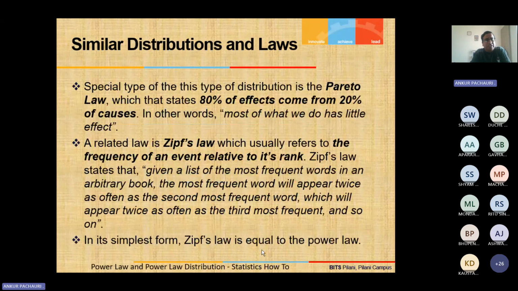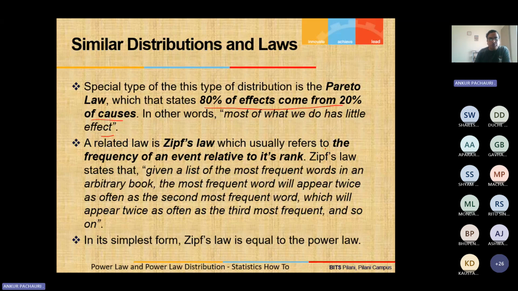There are a few similar distributions and laws. The Pareto effect states that 80% of effects come from 20% of causes, almost the same thing that power law is talking about. Most of what we do has little impact on your life; there are very few decisions which have a higher impact. Another distribution we call Zipf's law.